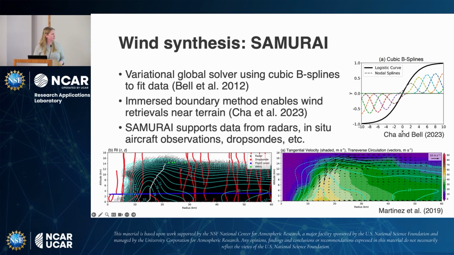This is from John Martinez's work as part of his PhD. This is from Hurricane Patricia, and this left panel shows all the different data that went into SAMURAI, including the radar in black, the dropsondes in red, the flight level in blue, and that allowed for this analysis of the overturning secondary circulation of Hurricane Patricia. So yeah, another very powerful tool.